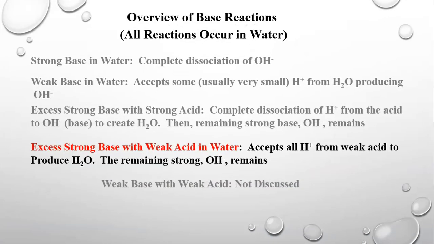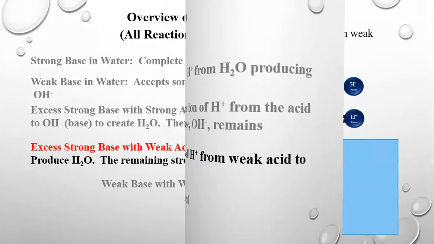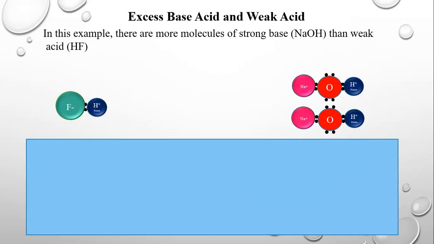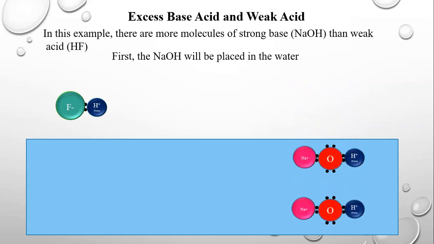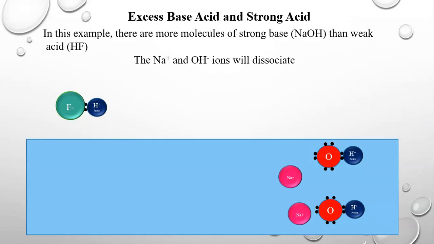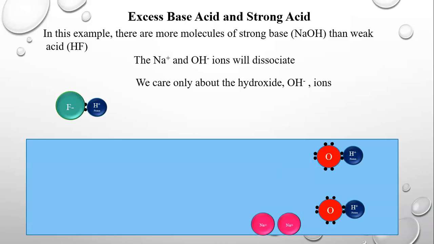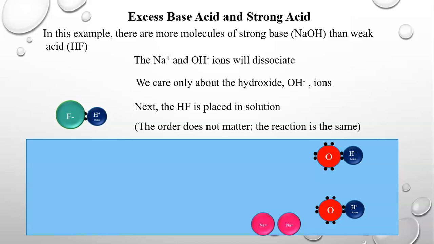Finally, we have excess strong base with weak acid, and that's going to be the same as with a strong acid. Okay, so in this example, there are more molecules of strong base, NaOH, than weak acid, HF. First, the NaOH will be placed in the water. There it goes. The Na and OH ions will dissociate, as you just saw. We care only about the hydroxide OH minus ions. The Na are spectators. Next, the hydrofluoric acid is placed in solution.